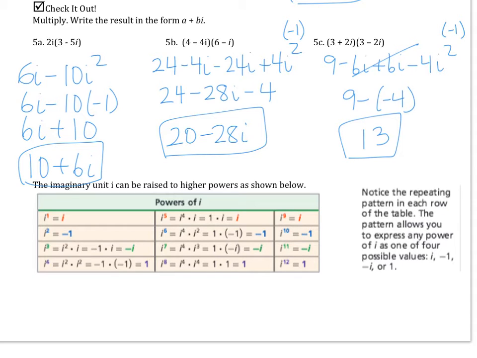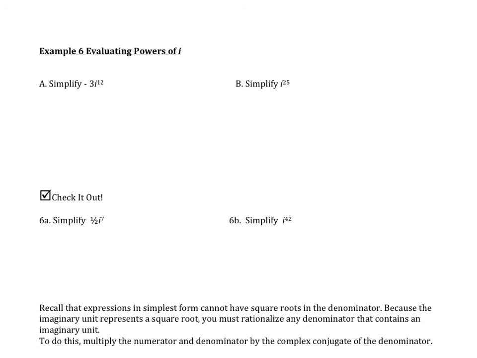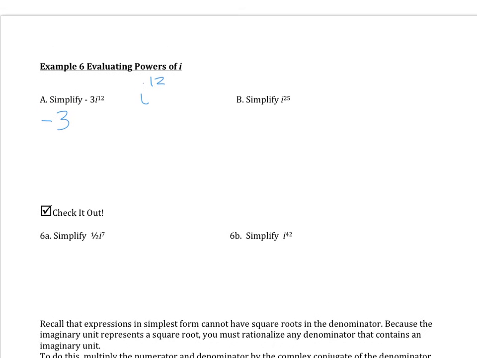I'm going to hopefully show you maybe a shortcut. They're the only 4 that you really need to learn. So let's go and simplify some powers of i. First off, we're not going to worry about the negative 3 out front. We're just going to look at i to the 12th. We take the power 12 divided by 4, and we look at the remainder. The remainder is 0.